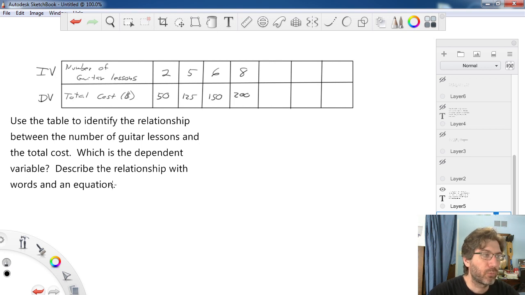Describe the relationship with words and an equation. So what it's asking here, this part here is what's new. It's asking, how do I go from my independent variable to my dependent variable? How do I go from 2 to 50? What do I do to 2 to get 50?